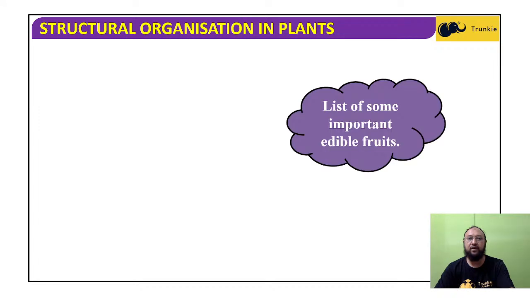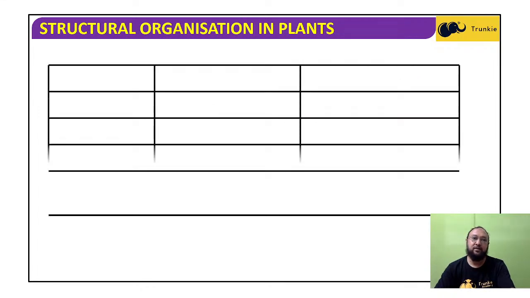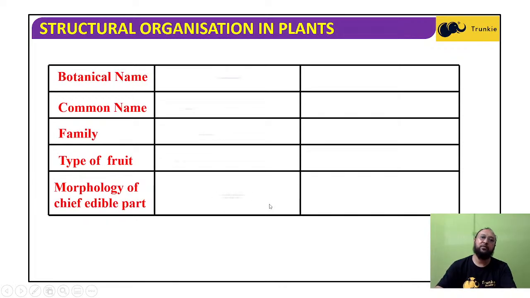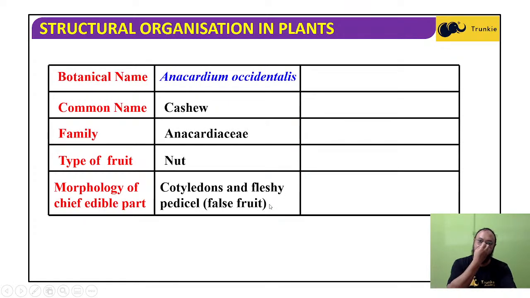So here is a list of some important edible fruits. Botanical name Anacardium occidentale. It is cashew, one of the important ones. The family is Anacardiaceae, the type of fruit is nut, and the chief edible part is the cotyledon and fleshy pedicel.